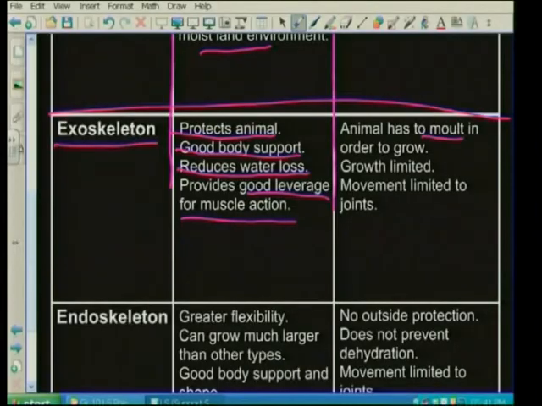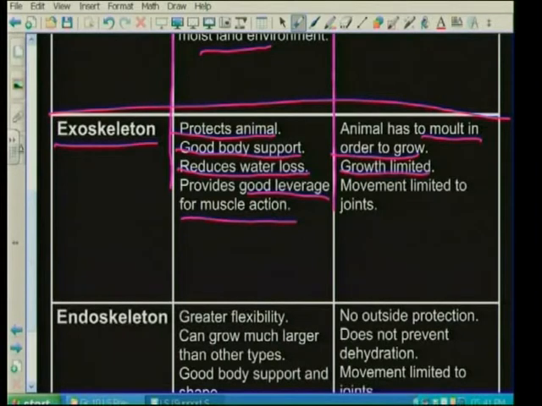Because the skeleton is outside, the animal has to get rid of its skeleton in order to grow bigger. So when it is young, it has a particular size of skeleton, and that skeleton does not grow. So when the animal needs to grow, it needs to shed or get rid of that skeleton in order to grow. We call this process molting. So the animal has to molt in order to grow. And obviously, because molting is a difficult process, and the animal becomes vulnerable when it is molting, the growth is limited. It can't grow very big.